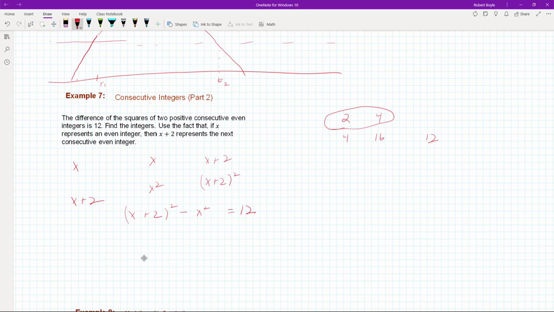We can expand these, and if we do, we will have x squared plus 4x, because that is a perfect square, plus 4 minus x squared is equal to 12. Well, these like terms cancel. We will have 4x plus 4 is equal to 12. All right, cool. We can subtract 4 from both sides, and if we do, we will have 4x is equal to 8. Dividing both sides by 4, we have x is equal to 2. So either way works. Of course, if this number is disgustingly large, you might want to use this approach, but since they're relatively small numbers, you can just go ahead and knock it out like this.